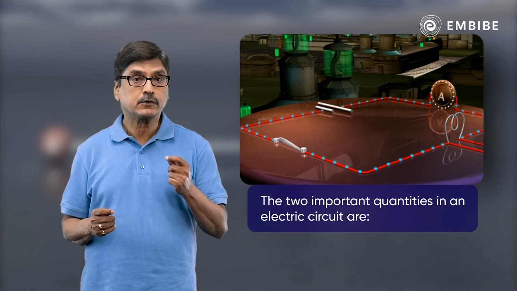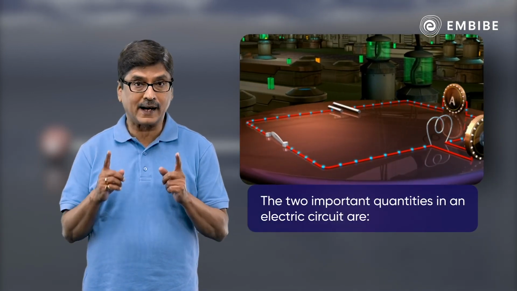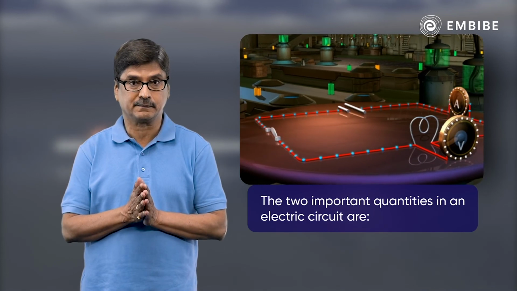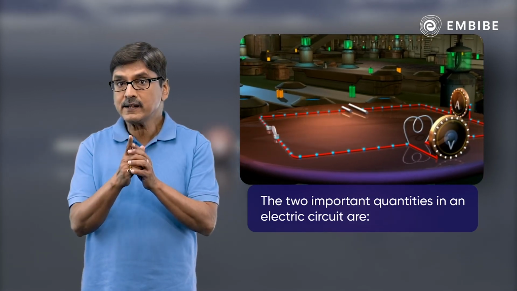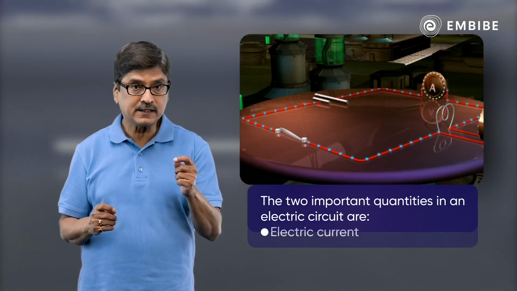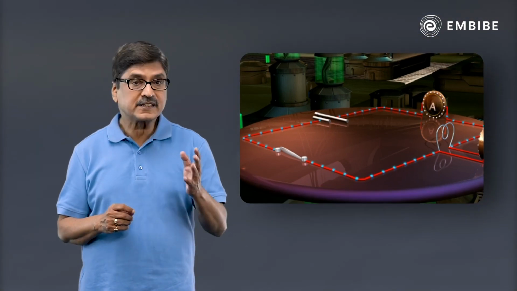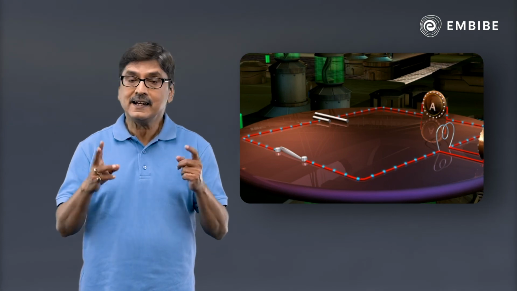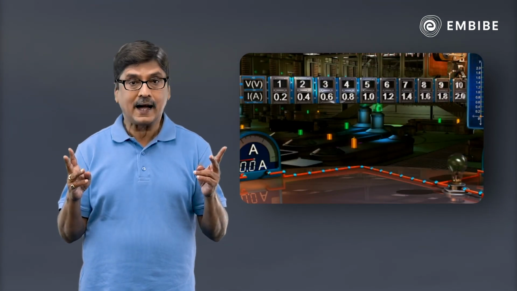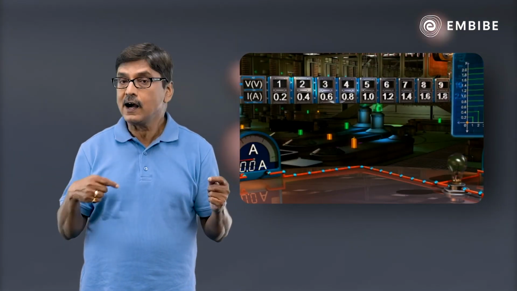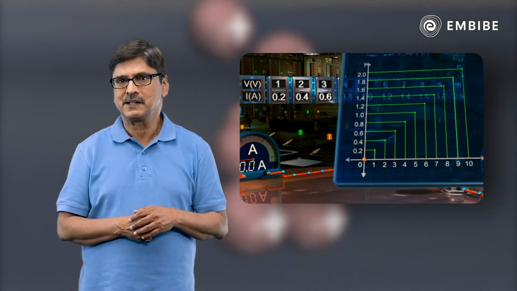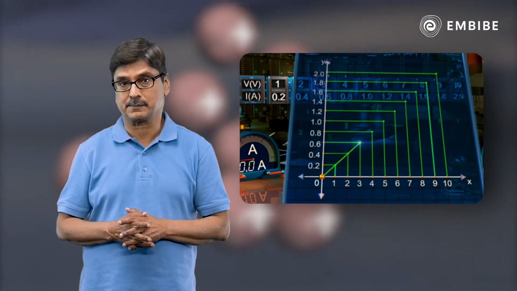Quantitatively, we've got two important quantities to analyze in an electric circuit. First, the rate of flow of charge, that is current, and second, the potential difference. We will study the law of physics that relates these two quantities and in the process discover a new one. Stay tuned to explore their relationships.